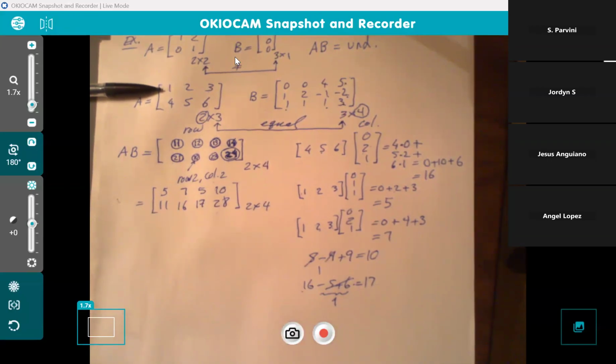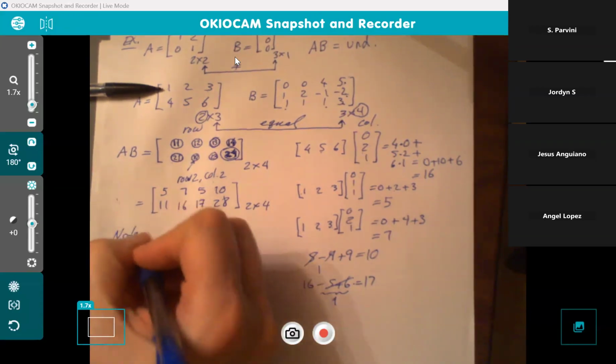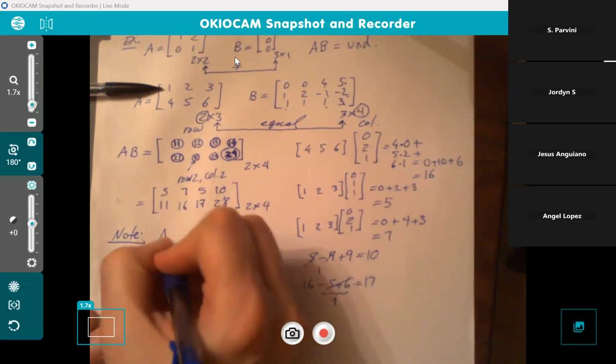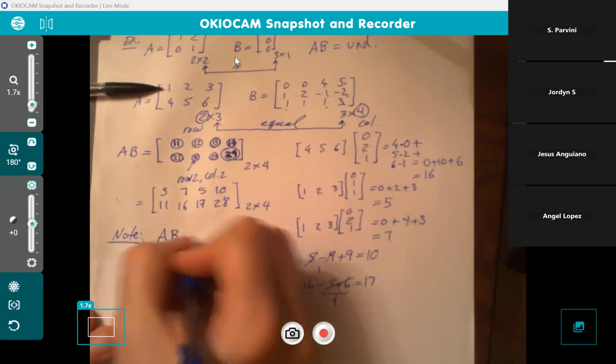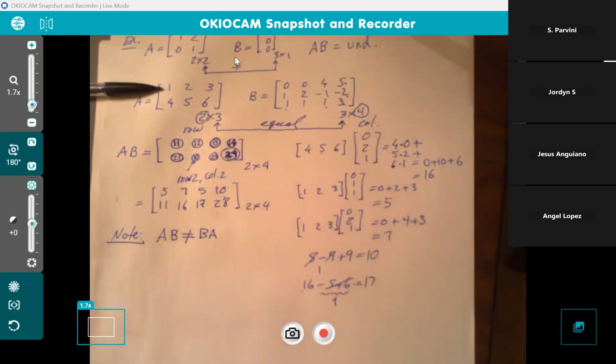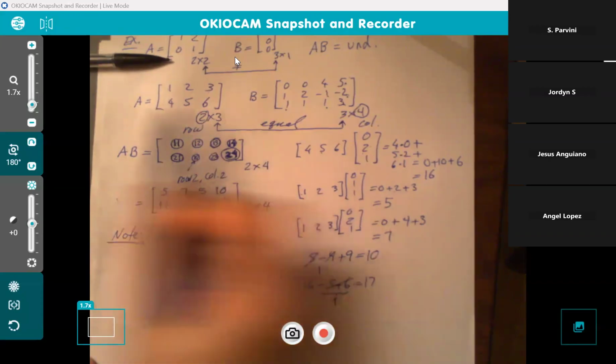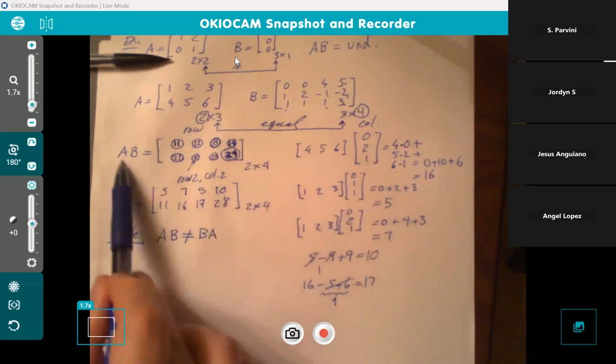Are we okay on this, everyone? All right. Now, just a note here. In general, matrix multiplication is not commutative. In fact, AB, BA may not be defined. Let's say this example that I just made up, this one, clearly AB was defined, wasn't it?